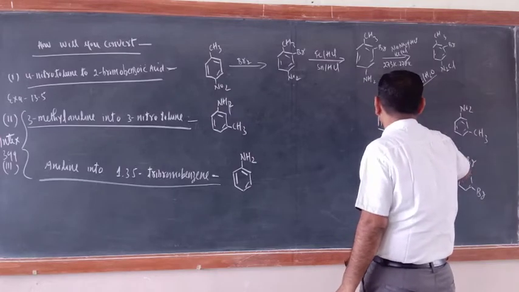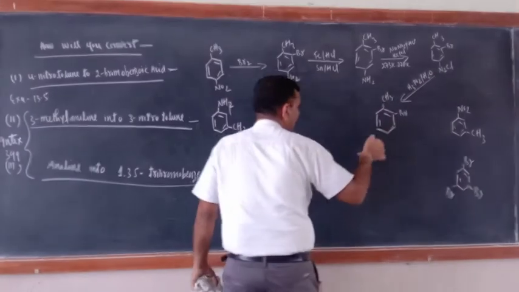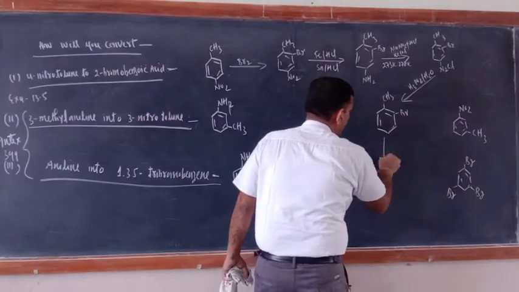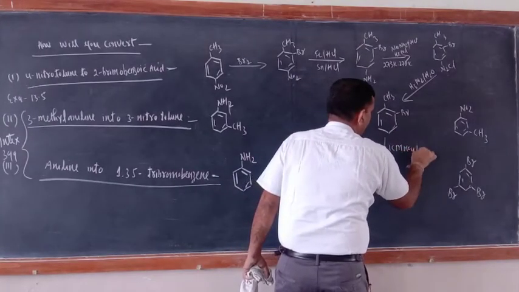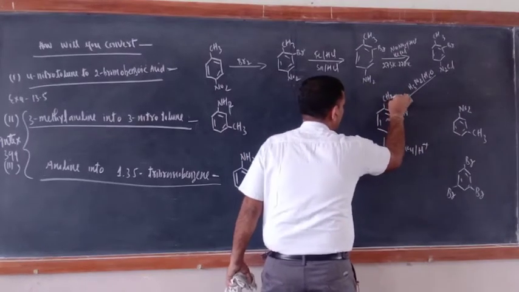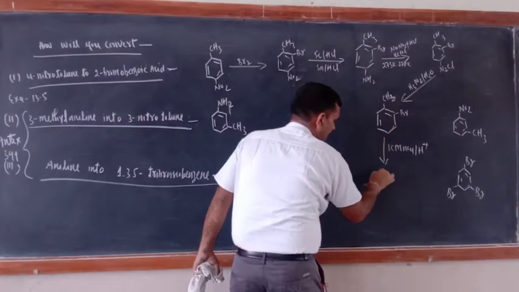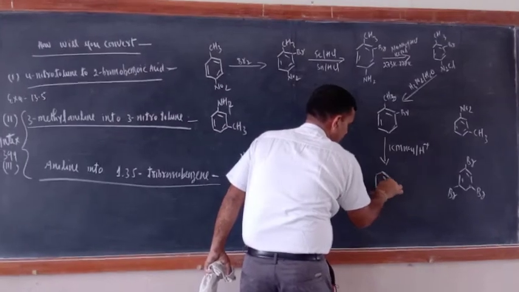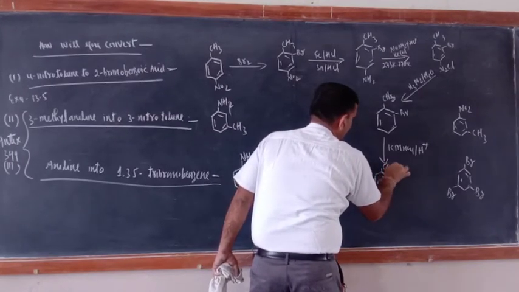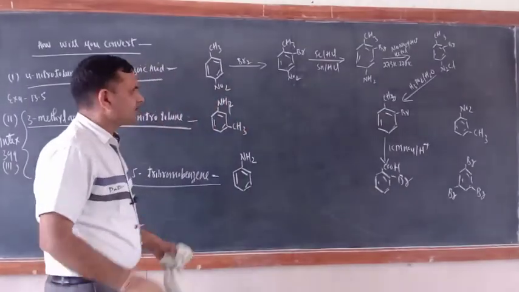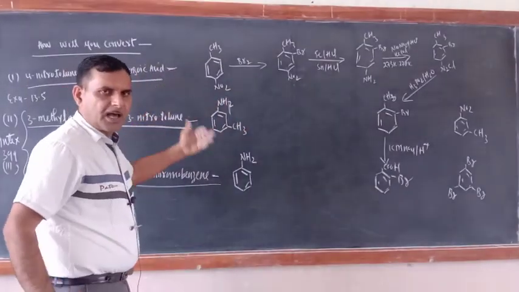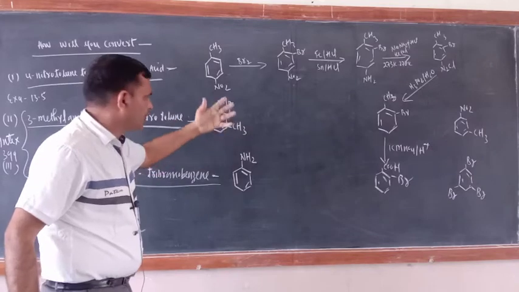Now I have finished. In the conversion, only the final product is written. Now treat with KMnO4 and H+. You know that an alkyl group will be oxidized into benzoic acid, the COOH group. So 2-bromobenzoic acid you have got. Just apply your previous knowledge and you can convert.